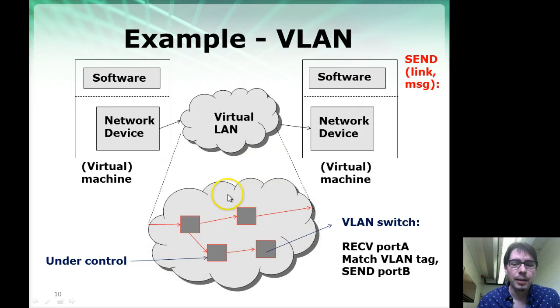Alternatively, if you're able to control and program the devices in the network fabric, you can implement virtual networks that don't require the endpoints to do anything. That could be a virtual LAN switch, for example, that matches a virtual LAN tag and forwards according to whether a packet, an Ethernet frame, matches a particular VLAN tag identifier. So there's no processing at the endpoints. The virtualization is implemented at switches and routers.